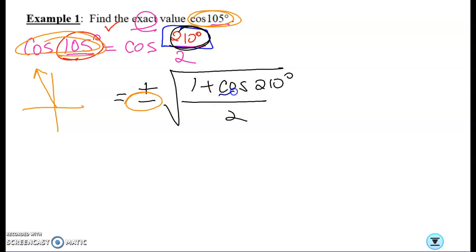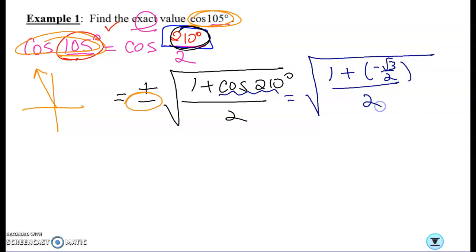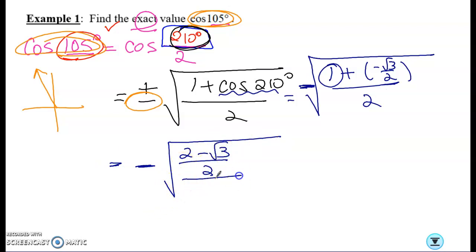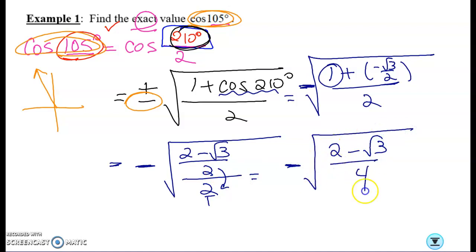Carrying on with this problem, we also know that the cosine of 210 degrees, being in the third quadrant of the unit circle, is equal to negative square root of 3 over 2. So we're going to make that substitution into our problem, and now we need to do some simplifying. On top, we need to turn this 1 to have a common denominator with the 2, so that's going to turn into a 2. So we have 2 minus the square root of 3 all over 2, all over 2. If I reciprocate and multiply or just move this 2 into the denominator, I get a 4 down there. So now I have 2 minus the square root of 3 all over 4.